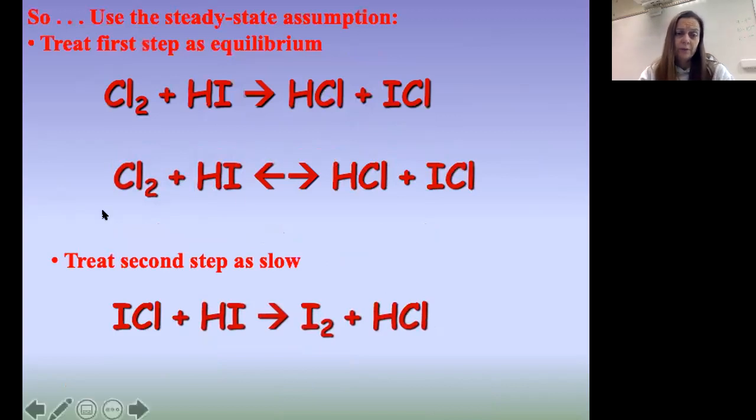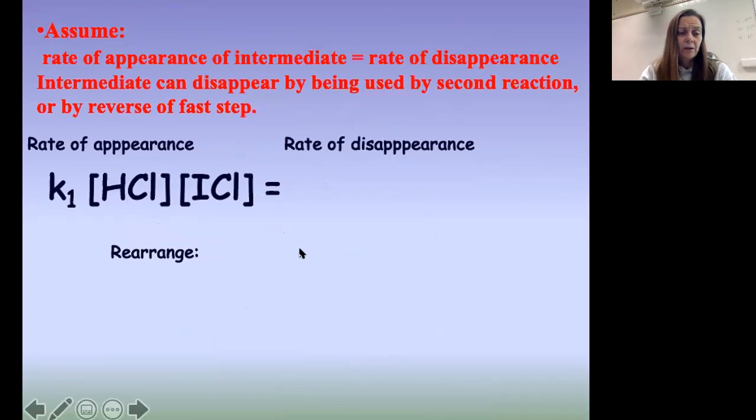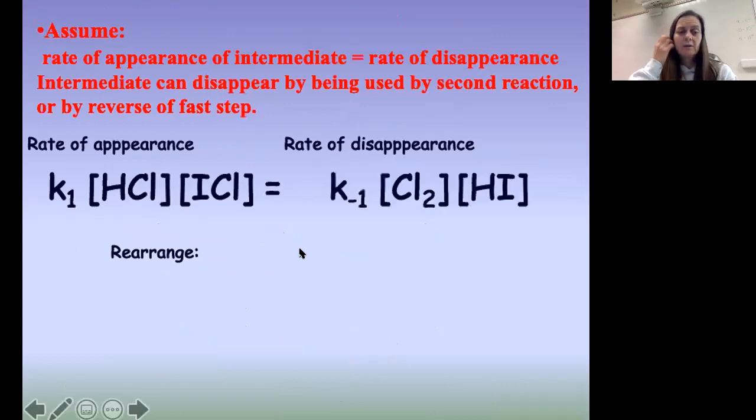So we're going to just rewrite it with that double-headed arrow, and we're going to treat the second step as the slow reaction. So that still looks exactly the same. Now, in an equilibrium reaction, the rate of appearance equals the rate of disappearance. And so we can write that the rate of appearance equals the rate of disappearance. And so we're writing the rate of the forward reaction, and then we're also writing the rate of the reverse reaction, and we're setting them equal to each other.